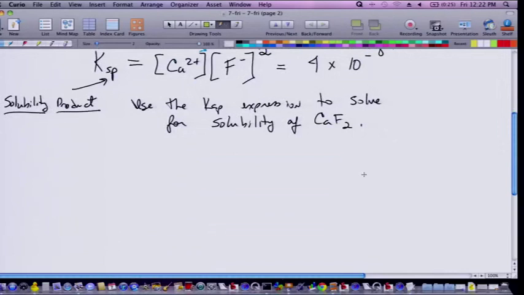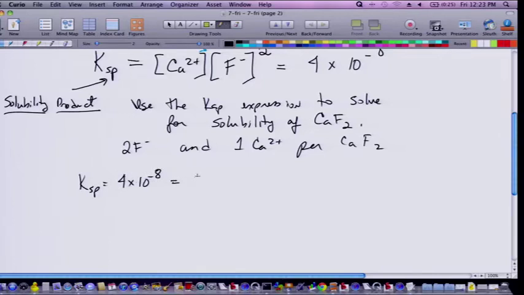Okay, and so the key here is that there's 2 fluoride ions and 1 calcium ion per calcium fluoride. So that would mean that if we took our KSP, 4 times 10 to the minus 8th equals x for the concentration of calcium times 2x squared. And that's for the concentration of the fluoride. So remember, we have 2x and then squared. Okay, that's the key. There's 2 places where that 2 comes into play in the algebra. So that's going to work out to 4x cubed.